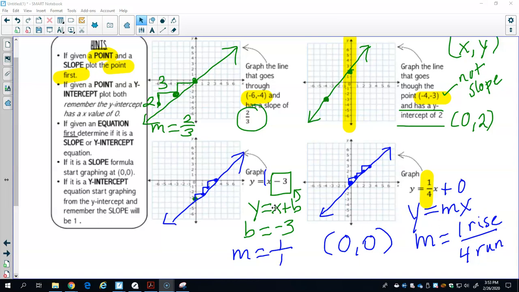So be careful because they're going to be all mixed up on your test. You're going to have some that give you points and slope, some that give you points and y-intercept, and some that give you either the slope or the y-intercept, and you have to figure out what to do from there.